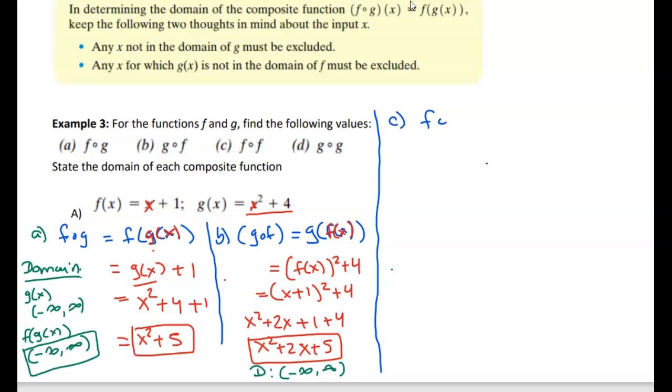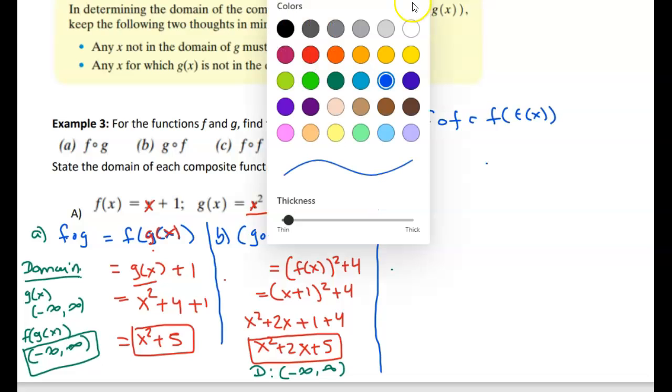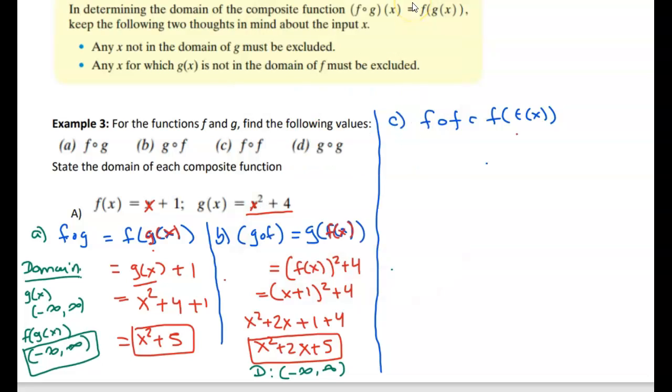Right, let's look at f of f of x. Alright, so you go to your f function, which is x plus 1, and you replace the x by f of x. So you have f of x plus 1. Now you replace f of x by its definition, which is x plus 1, and then plus 1, which is x plus 2.